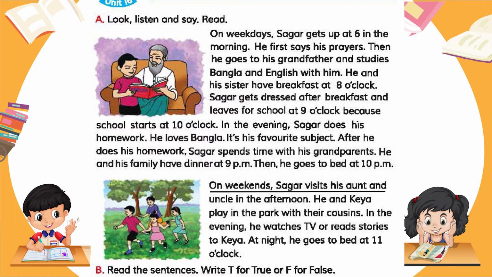On weekends, Shagor visits his aunt and uncle. In the afternoon, he and Kea play in the park with their cousins. In the evening, he watches TV and reads stories to Kea. At night, he goes to bed at 11 o'clock.